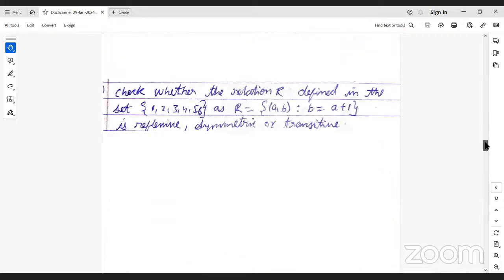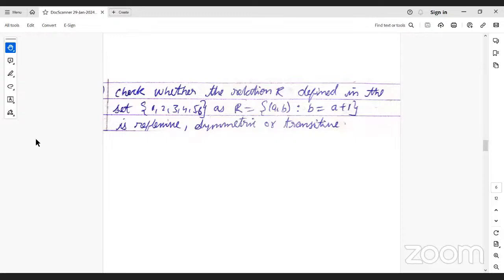Okay, so this simple example is given here. You can check this question also has occurred one time in the exam. Check whether the relation R defined on the set {1, 2, 3, 4, 5, 6} as R = {(a, b) : b = a + 1} is reflexive, symmetric, or transitive. The first two questions we have discussed are similar to that. You will try to solve it for homework.